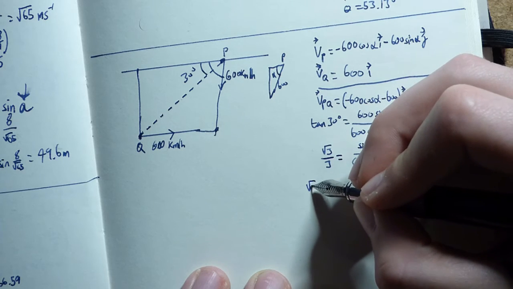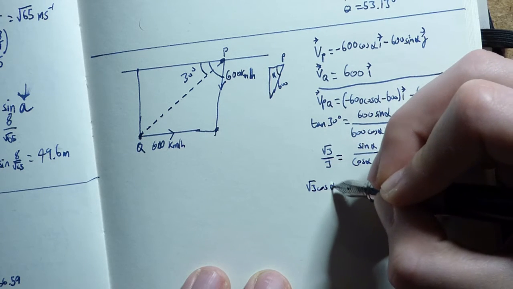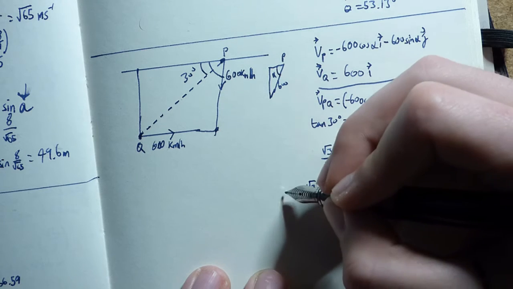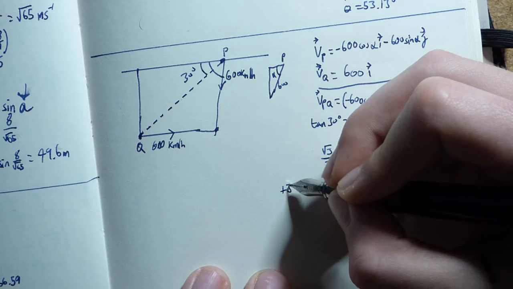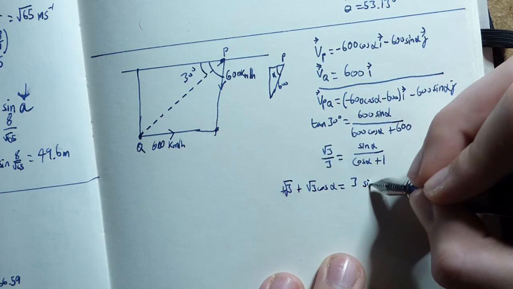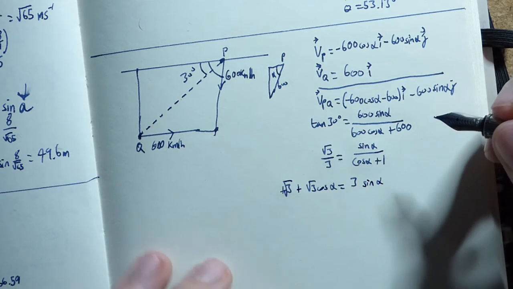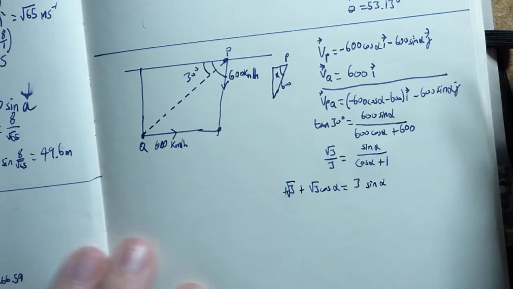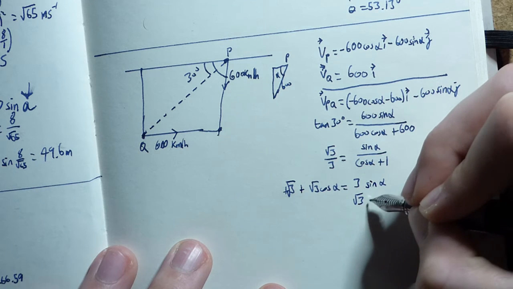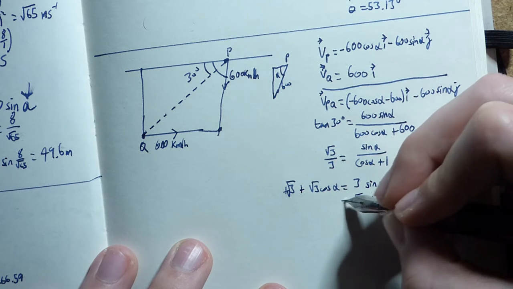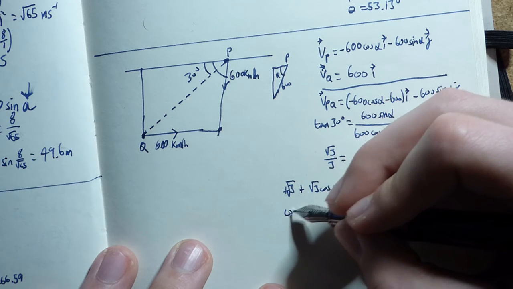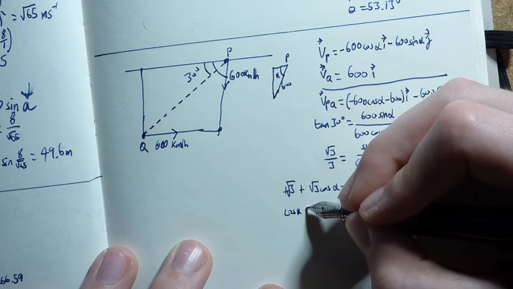and then multiply across, and you get 3 cos alpha is equal to, I've forgotten the root 3, because it's root 3 by 1 as well, so it's plus root 3 plus root 3 cos alpha is equal to 3 sine alpha. So then if you divide everything by root 3, you'll find that cos alpha plus 1 is equal to root 3 sine alpha. Just going to write that out there.